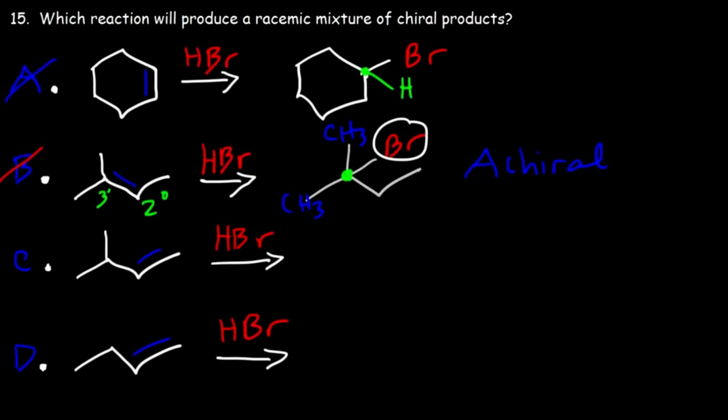Now what about C? In this reaction, there's going to be a carbocation rearrangement. You're going to get the same product as answer choice B. So C is eliminated. The correct answer is D. But let's talk about why. We have 1-butene, and we're going to react it with hydrobromic acid.